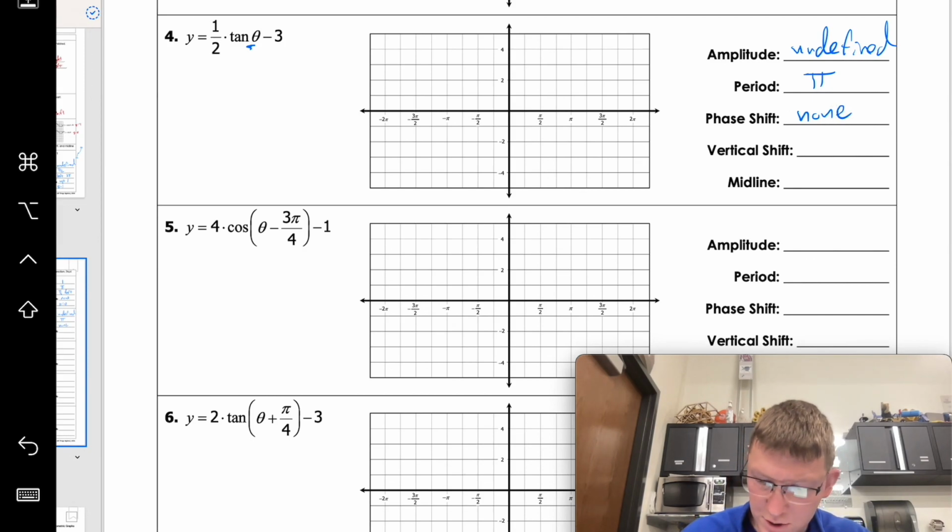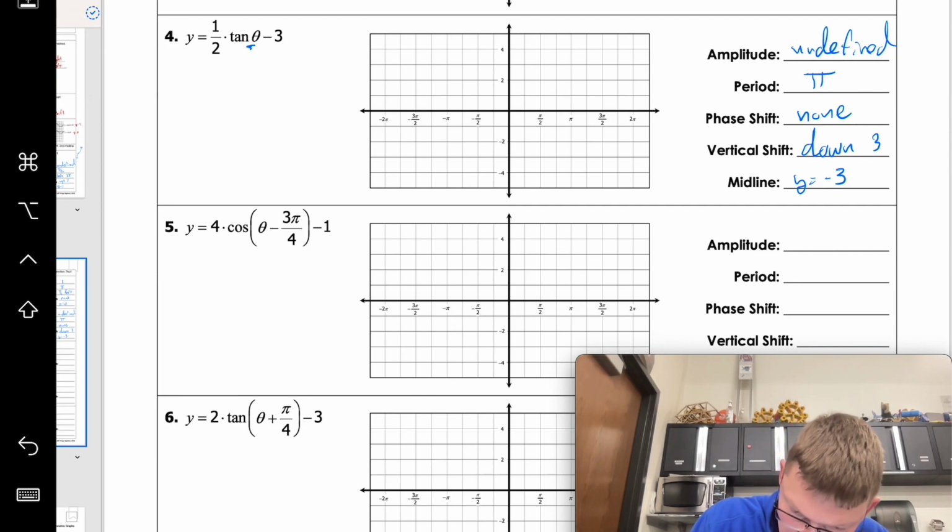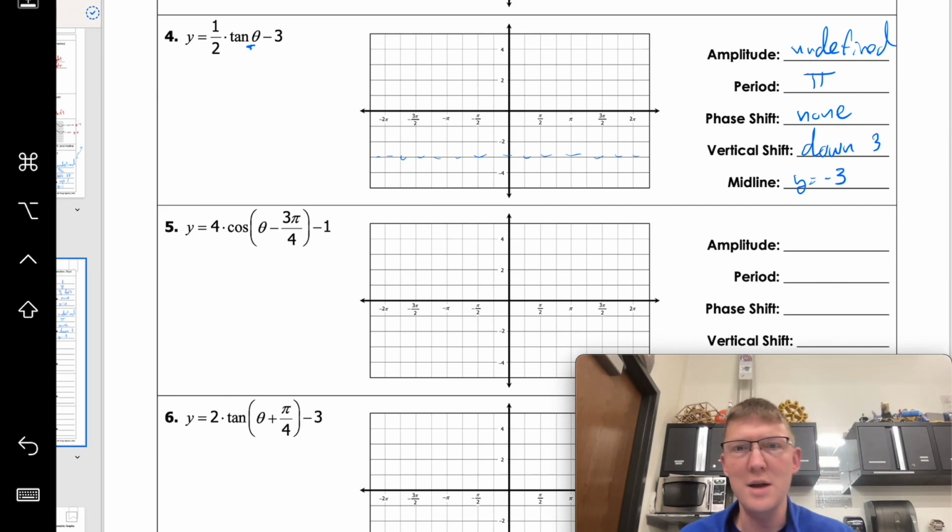And then our vertical shift is going to be down 3. Which means our midline is going to be y equals -3. So I'm going to just, again, this is not an asymptote, but I am going to draw a little dotted line. That's where my midpoints are going to be for my tangent graph.